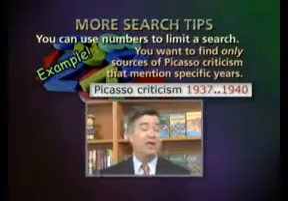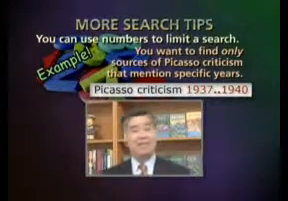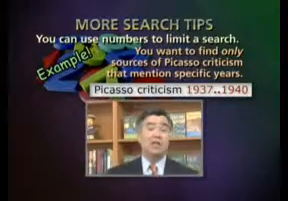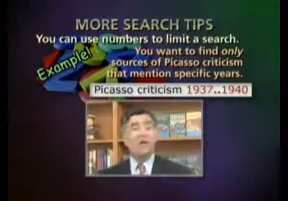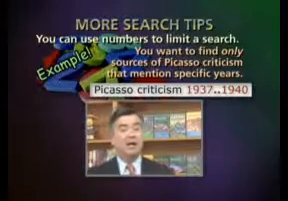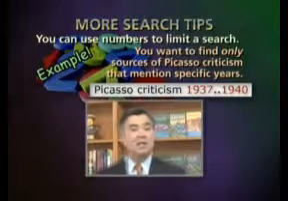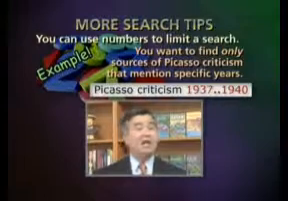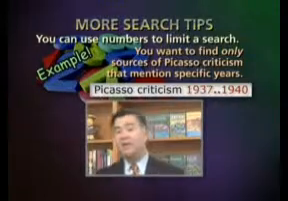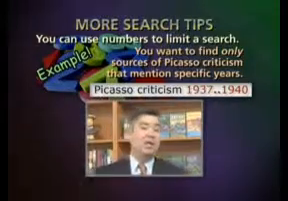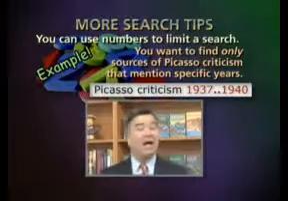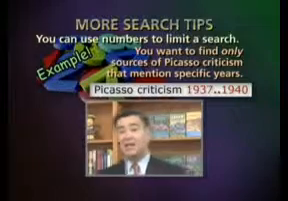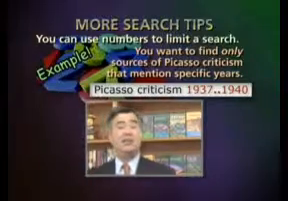You could also use a number range by separating the numbers with 2 periods and no spaces on either side. So for example, you could create a query string like this: Picasso criticism, 1937, period, period, 1940. Now, the results that you get from this particular query would include criticism about or by Picasso dealing with the years 1937, 1938, 1939, and 1940.